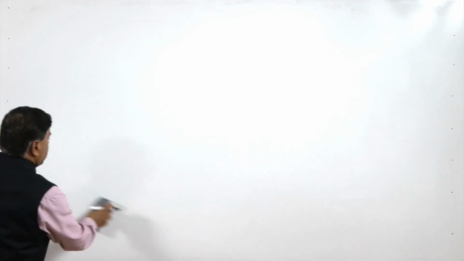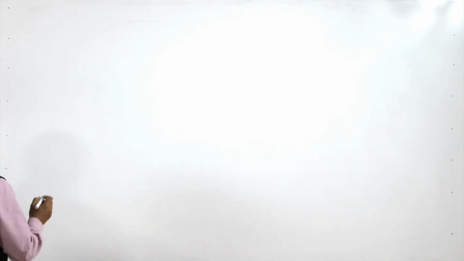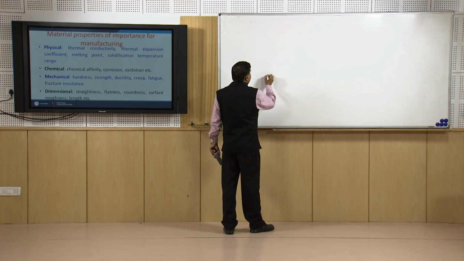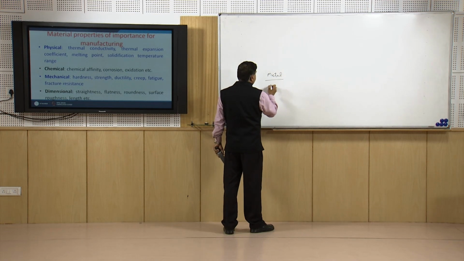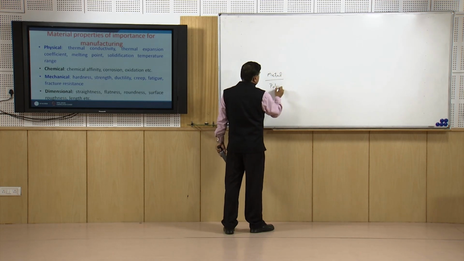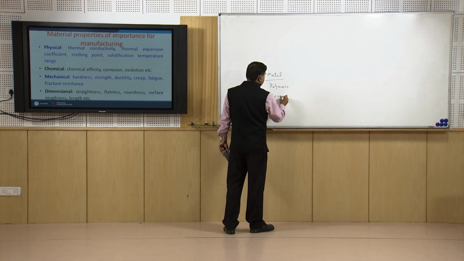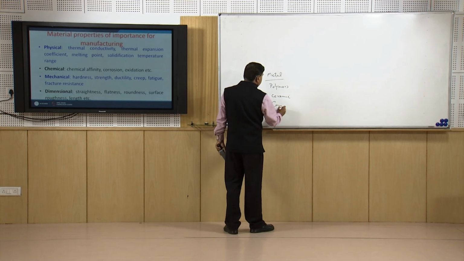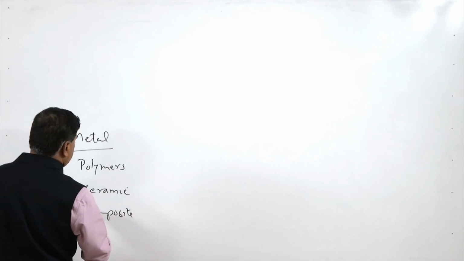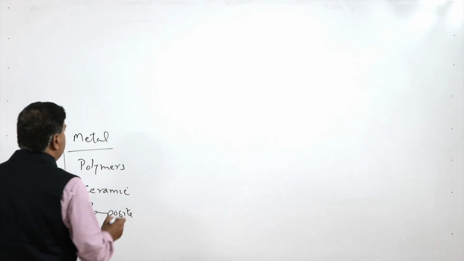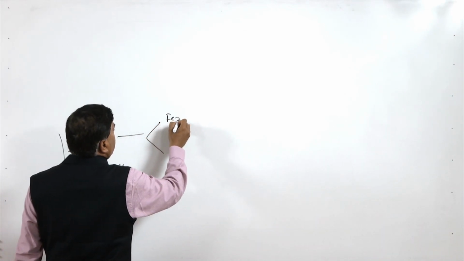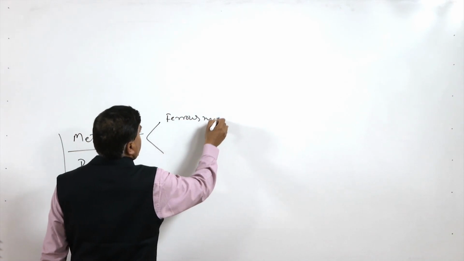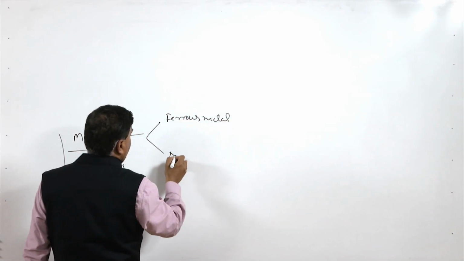So, we know that there is a very wide variety of materials, like we have metals, polymers, ceramics, and composite materials which are a mix of these. In the metals also we have a very wide variety of materials, like the ferrous metals and non-ferrous metals.